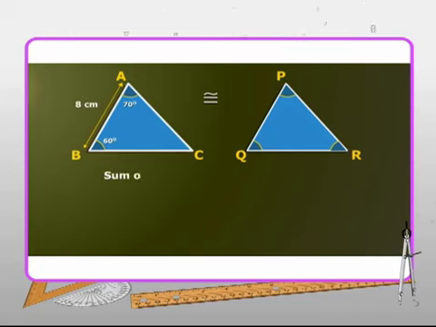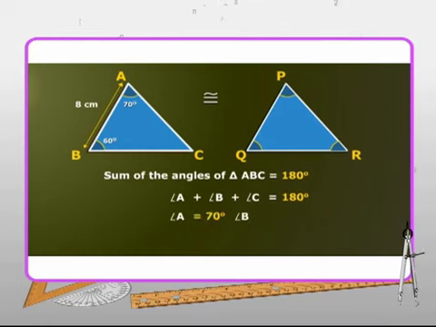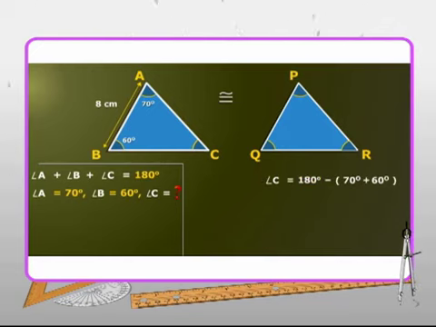We know that the sum of the angles of a triangle is 180 degrees. So, angle A plus angle B plus angle C is equal to 180 degrees. Also, we know the measures of angle A is equal to 70 degrees and measure of B as 60 degrees respectively. So, angle C can be found easily. Substituting the values of angle A and B in the above equation, we get the value of angle C as 50 degrees.